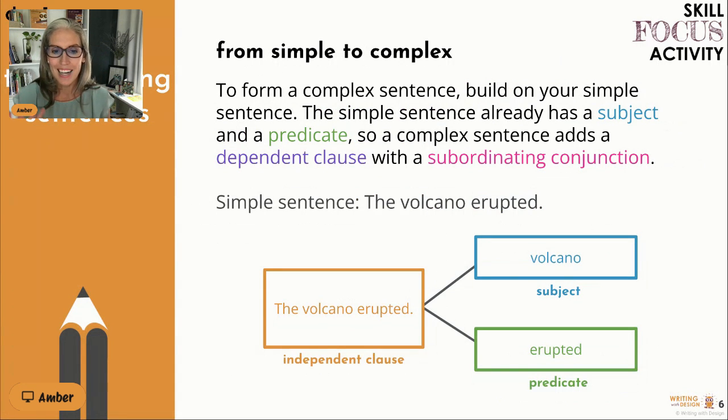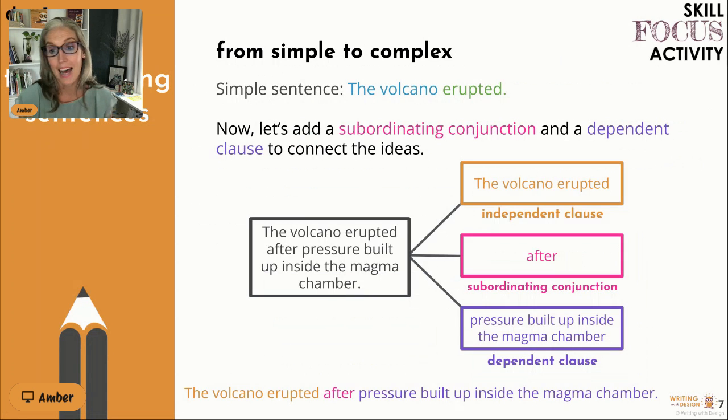So we're going to take a look at another sentence here. The volcano erupted. Simple sentence, breaking it down into volcano and erupted as our predicate. So this one really is that very simple, complete sentence. Okay. And now we're going to take a look at adding on that subordinating conjunction and a dependent clause. So the volcano erupted after what? Right? After pressure built up inside the magma chamber. So this one is, again, following the steps of an independent clause, that simple sentence, pulling in that subordinating conjunction, and then bringing in a dependent clause to really add some length.